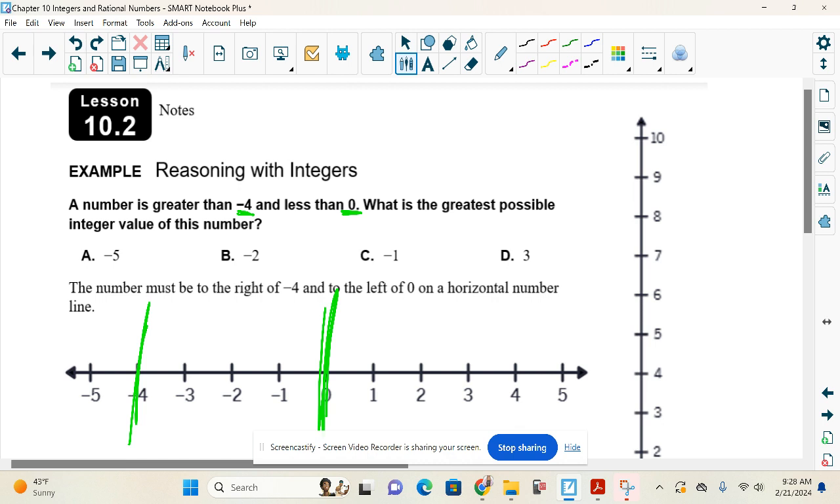Remember, the greatest number is going to be to the right. The lesser number is going to be to the left. Greater is to the right. So which is the furthest right number between these two? -1. Does -5 even fall between these two numbers? No. And 3 definitely doesn't. So your number lines are going to be like your friends.